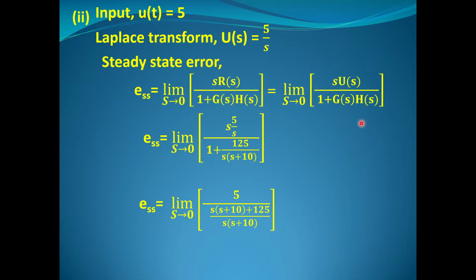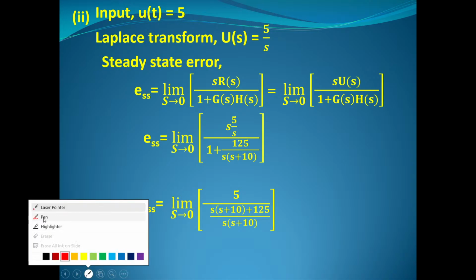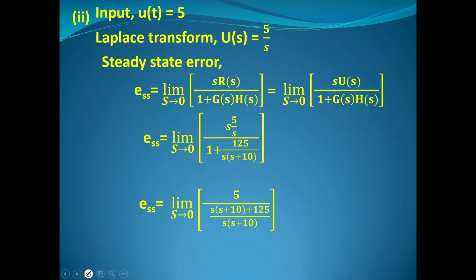So this is it. Simply we have replaced r with u, nothing else. So what is u of s now? 5 by s. So write 5 by s divided by 1 plus g of s. What is g of s? 125 by s into s plus 10. What is h of s? 1. Now if you observe carefully, in the numerator itself s will be cancelled. So this s and this s will be cancelled. What is left over? 5 divided by 1 plus 125 by s into s plus 10.